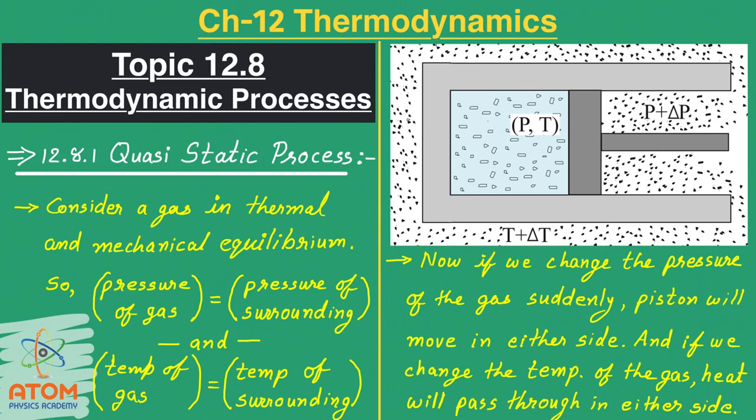Now if we change the temperature suddenly of the gas system, then heat will pass through either side. Suppose I increase the temperature of this gas system, then the outside temperature is less and inside is more, so heat will travel from the gas system inside to the surrounding. And vice versa, if I decrease the temperature inside, then heat will travel from outside to inside. Okay, so now it is understood that if we change the temperature or the pressure, then the system will not remain in thermal equilibrium or in mechanical equilibrium, right?